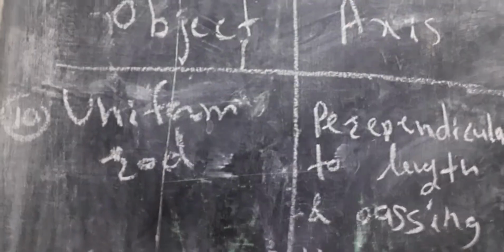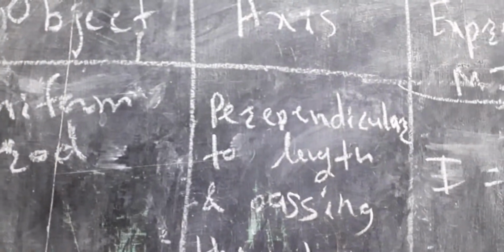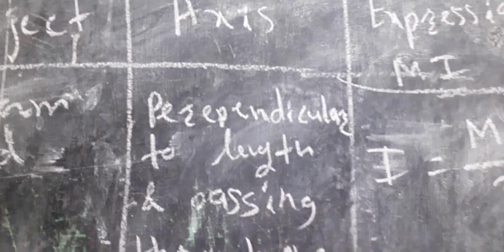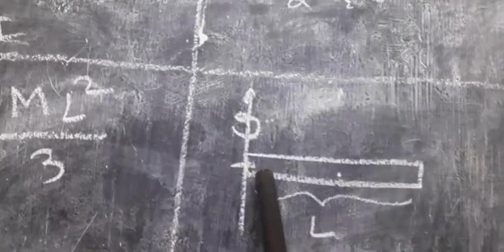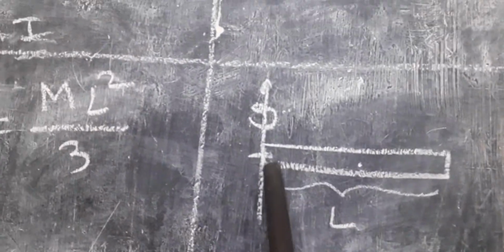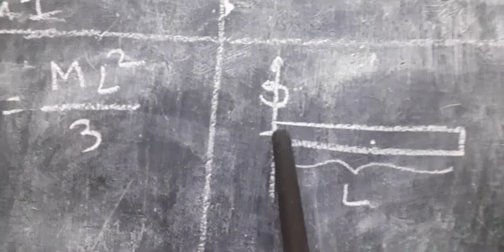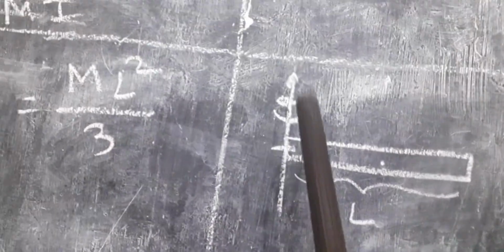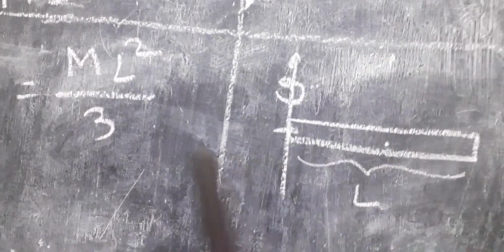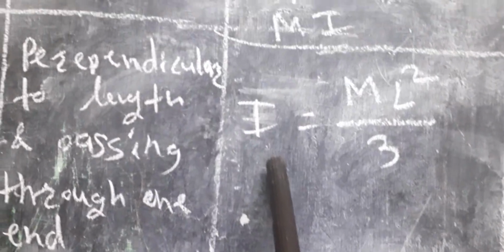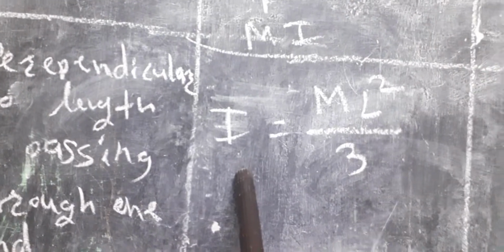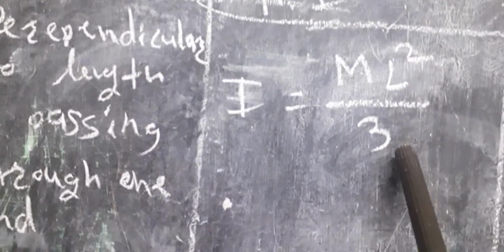The next object is again a uniform rod. Now the axis is changed, perpendicular to its length and passing through one end. See the diagram: a rod is there and the axis passes through one end, so the body is rotating about this axis. Capital L is the length of the rod. In this typical case, the value of I, the moment of inertia, the rotational mass, comes out to be ML²/3.